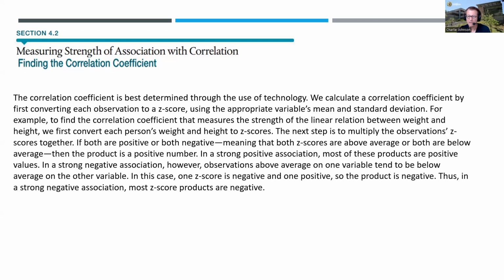In a strong negative association, however, observations above average on one variable tend to be below average on the other variable. In this case, one z-score is negative and one positive. So then their product, positive and negative, is negative. Thus, in a strong negative association, most z-score products are negative.